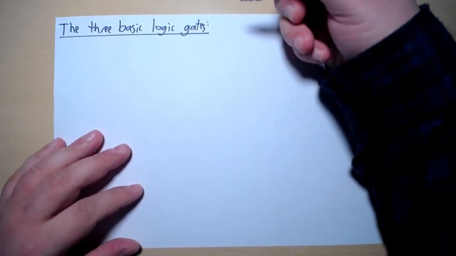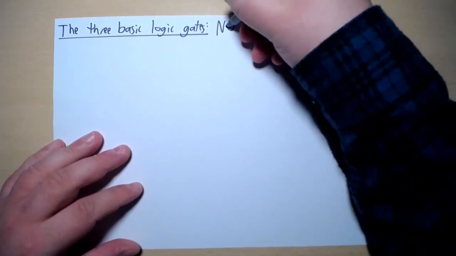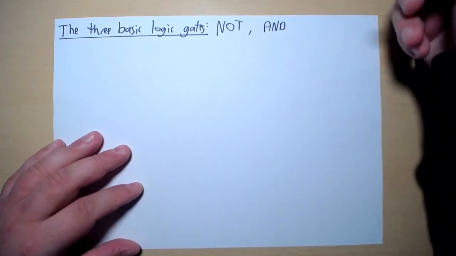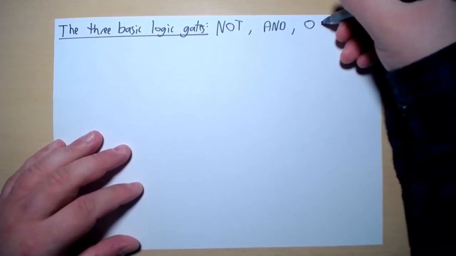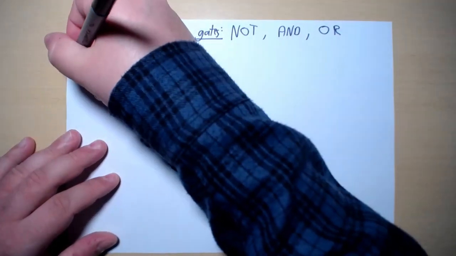In this video, I am going to explain the three basic logic gates, which are the NOT gate, the AND gate, and the OR gate. Let's start with the NOT gate.